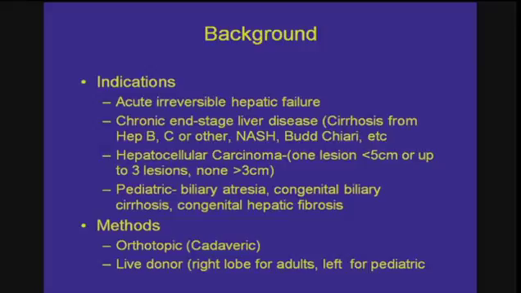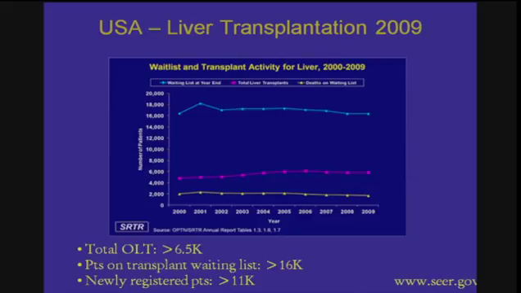And there are two types of liver transplants we'll be discussing. There's an orthotopic liver transplant, which is basically from a recently deceased person, and the whole liver is transplanted. There's also a live donation, in which case one part of a liver is resected from a living donor, and usually the right lobe is used for adults and the left lobe for pediatric cases.